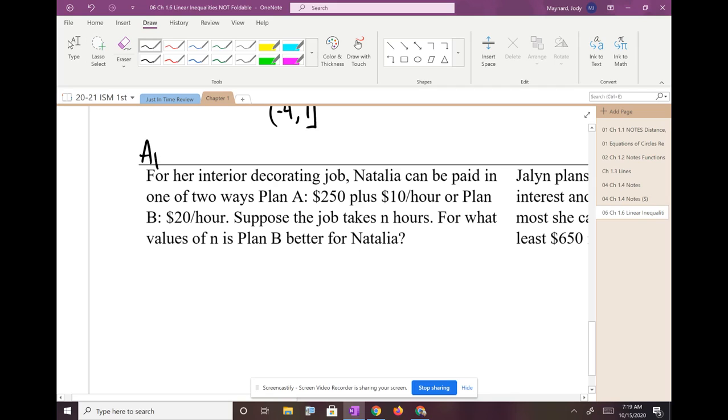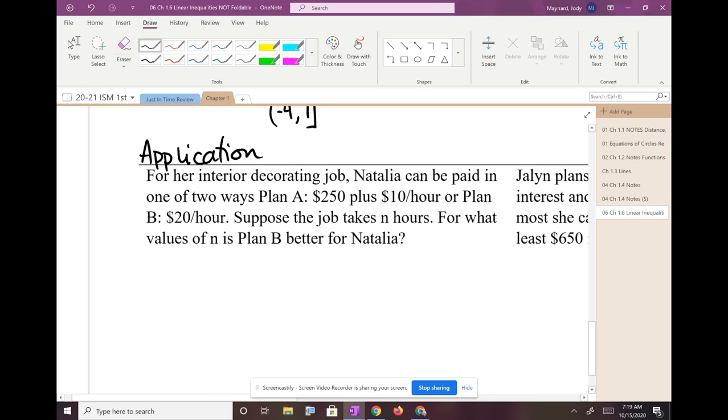So these are our application problems. For her interior decorating job, Natalia can be paid in one of two different ways. Plan A says $250 plus $10 an hour, or Plan B, which is $20 an hour. Suppose the job takes N hours. For what values of N is Plan B better for Natalia?